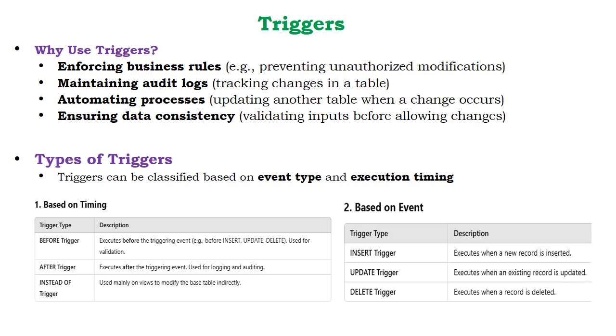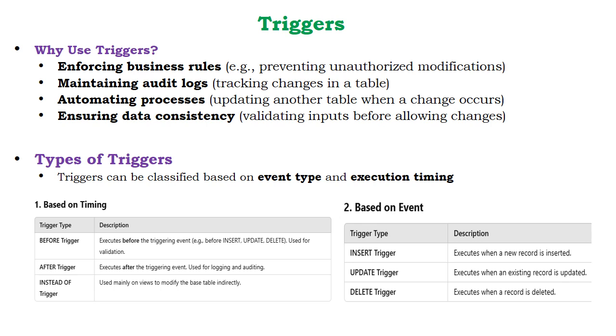The next topic, types of triggers. A trigger can be classified based on event type and execution time. First, let's discuss based on timing. Here there are three categories. Before trigger means it executes before the trigger event. It means before insert, before update, or before delete. It is used for validation. After trigger means it executes after the triggering event. It is used for logging and auditing. The next one is instead of trigger. It is used mainly on a view to modify the base table indirectly.